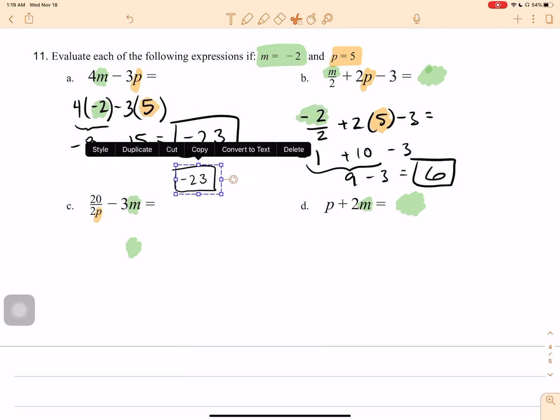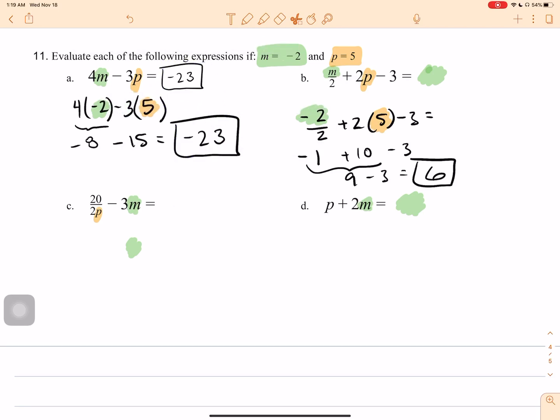Okie dokie. So let's see here. So that's the answer there. I'm literally starting to fall asleep at the same time. I don't know if I've told you guys. Like over here, why did I put the green there? I have no idea.